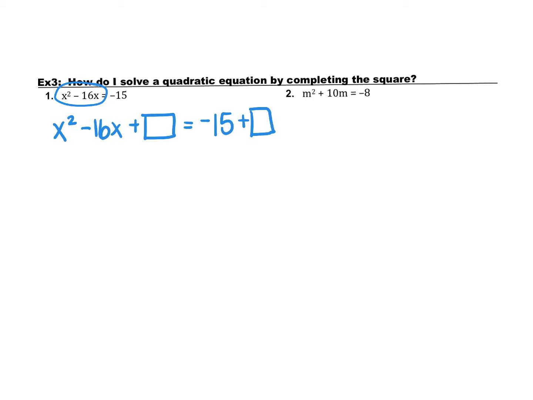So again, we're going to take negative 16 divided by 2, so half of that is 8, and 8 squared is 64. So to complete the square, I'd have 64, and so if I added 64 to this, we're going to add 64 to this.